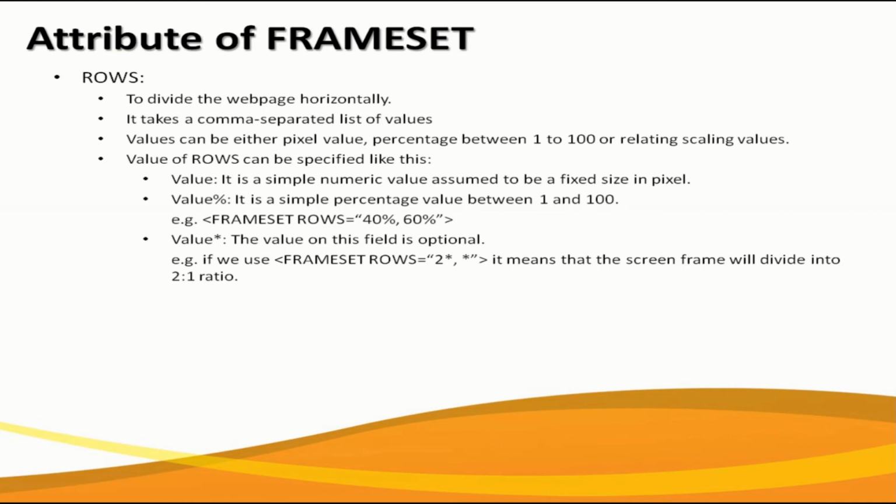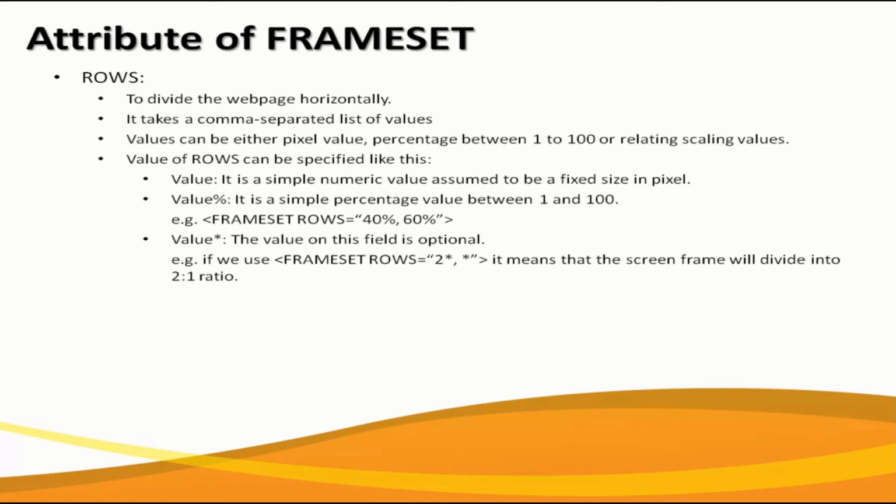Last one is value asterisk. The value on this field is optional. A single asterisk character is a relative size frame and is interpreted as a request to give the frame the remaining space. If there exist multiple relative size frames, the remaining space is divided evenly between them. If there is a value in front of the asterisk, that frame gets that much more relative space.